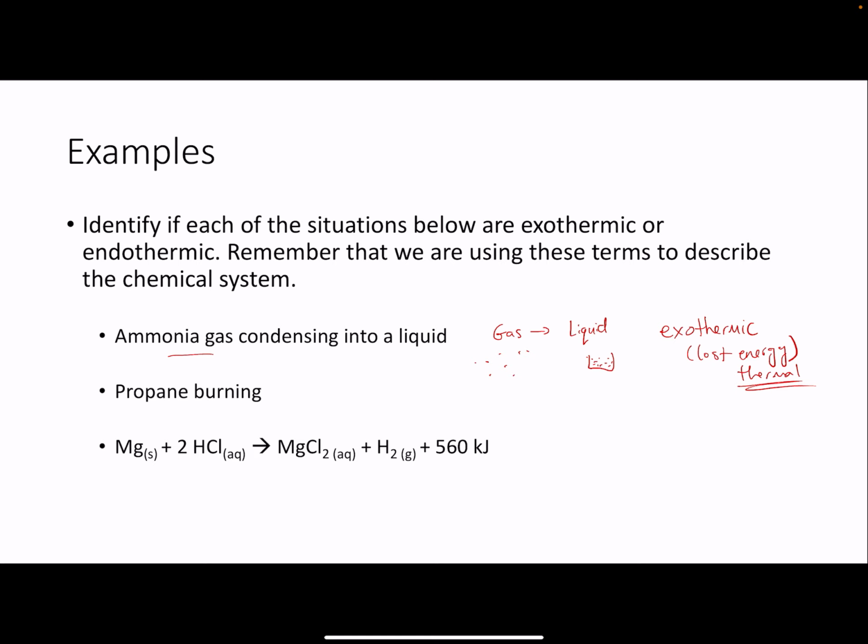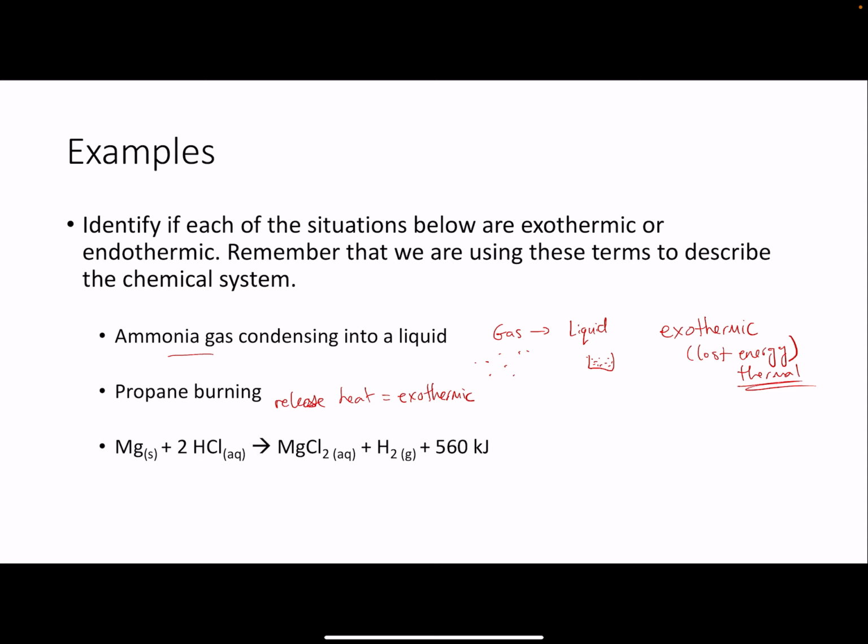Propane burning is a combustion reaction. It's a hydrocarbon burning with oxygen. That releases heat. So because it does that, we say that it's an exothermic reaction. We feel it getting hotter.